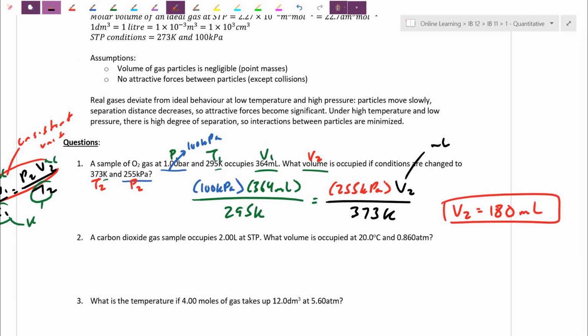Let's see if we can practice number 2 in exactly the same way. Oh, it's carbon dioxide. Who cares, right? The volume and temperature only depend on what temperature and pressure that we're at. This time here, we have a V1, we have 2 liters, and we're told we're at STP. So this is why it's important for you to know what is standard temperature, what is standard pressure. Standard temperature, remember in this chapter, was 0 degrees, 273 Kelvin. Standard pressure is actually 1 bar, which is 100 kilopascals.